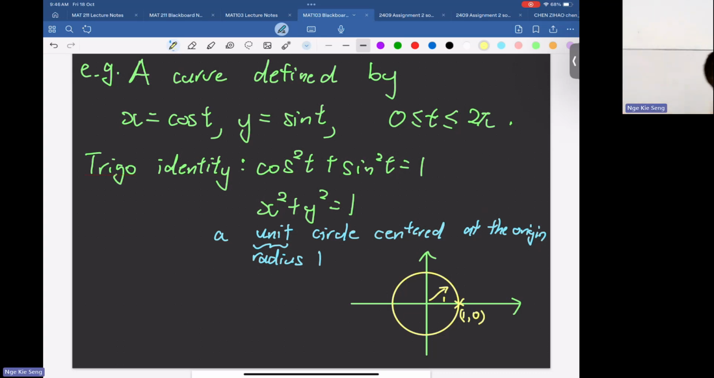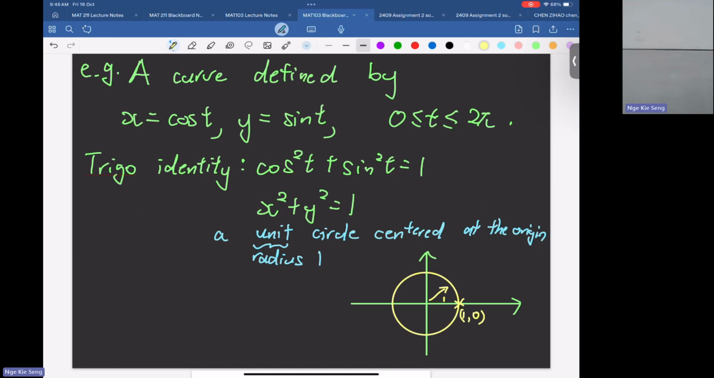So what's the orientation here? There are two orientations, right? Either clockwise or anti-clockwise. So what do you think? Anti-clockwise. Is it true? You check when t equals 0, where is it? t equals pi over 2, where is it? Pi, where is it? 3 pi over 2, where is it? 2 pi, where is it? So you can check that it is actually an anti-clockwise direction.